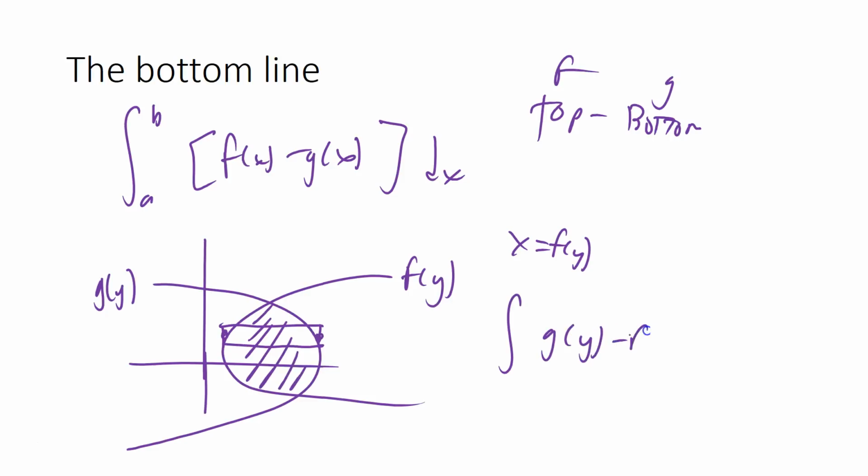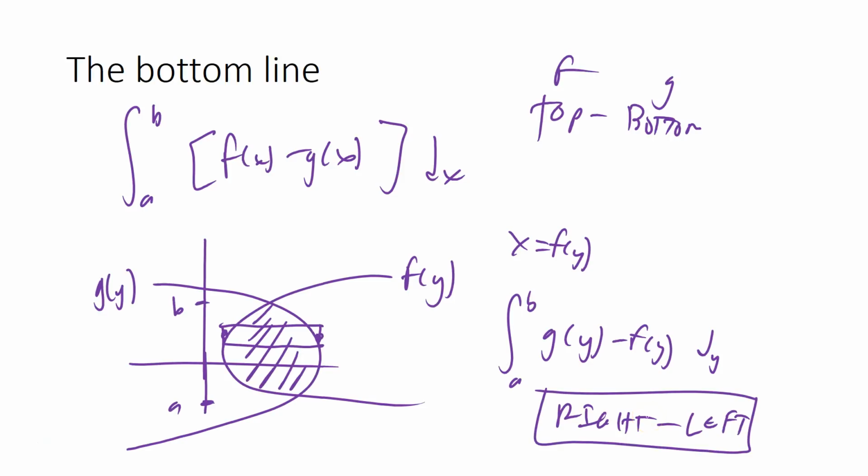G of y minus f of y, from, let's call this a, let's call this b up here, a to b, dy. So in this case, you're always doing right minus left. Right minus left. So let's see some examples where it makes more sense to do things in terms of y than in terms of x, especially if you're given a function in terms of y, it's definitely the way to go.